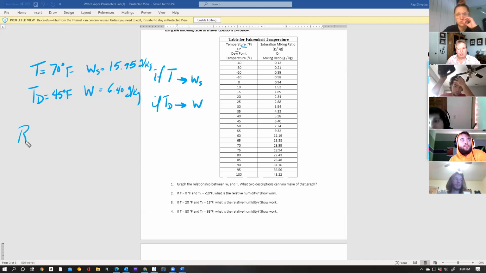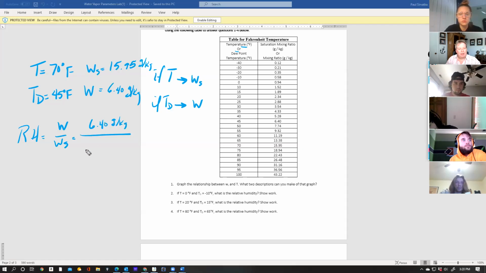6.4. So the relative humidity is W over W sub S. This is showing my work: 6.4 grams per kilogram divided by 15.95 grams per kilogram. Grams per kilogram units go away. That's why you're left with a percentage. You take a calculator, you divide it, you put it in a percentage. That's easy.